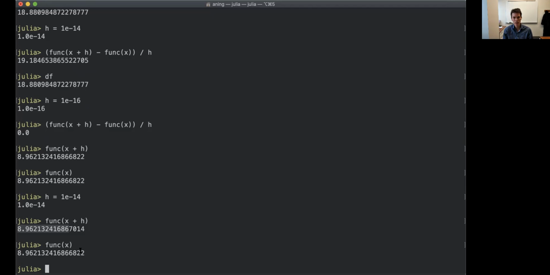So I've got this problem where I want to take smaller and smaller step sizes to bring my error down, but if I take smaller and smaller step sizes, at some point I'm going to be losing digits due to subtractive cancellation. I'm going to jump back over to the other screen.